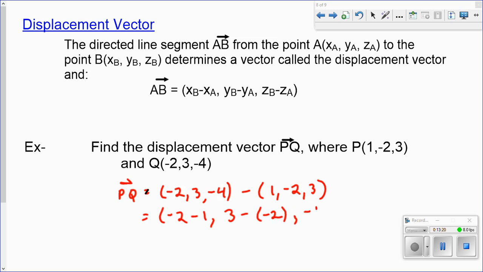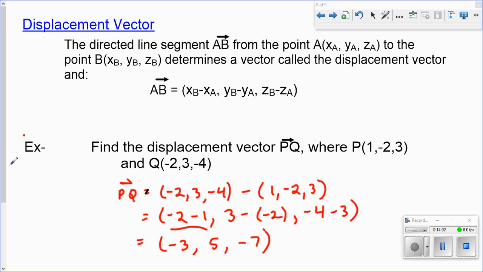And my z component is -4, take away 3. So my x component is right here. That's -3. My y component is 3 - (-2), so that's 3 plus 2, which is 5. And then I've got a -7. So think about this for a second. I'm starting at P and ending up at Q. If I start at 1 and end up at -2, I'm going backwards 3 units. If I start at -2 and go to 3, I'm traveling forwards 5 units. And if I start at 3 and end at -4, I'm going backwards 7 units.